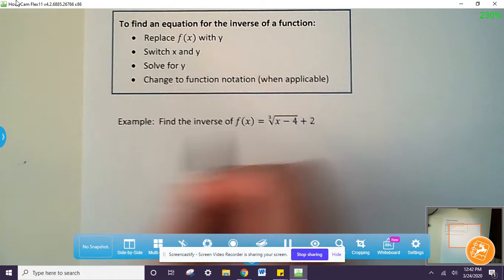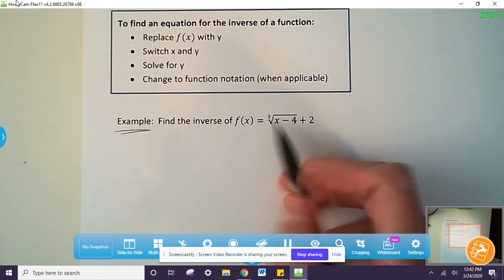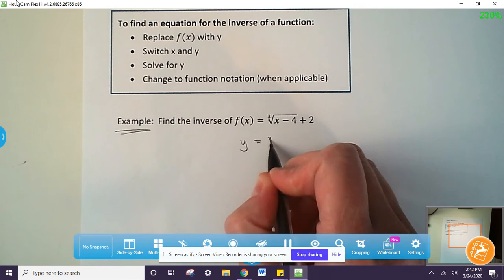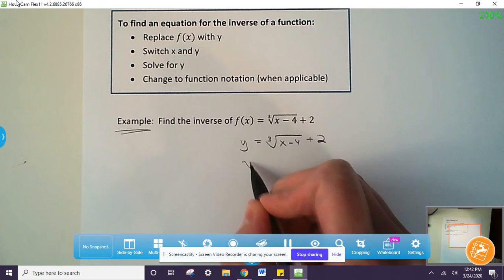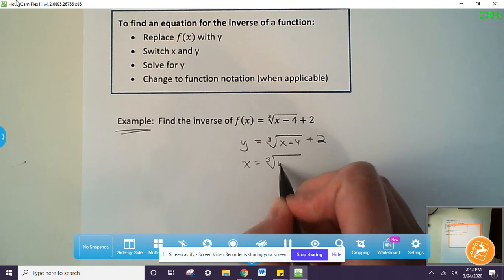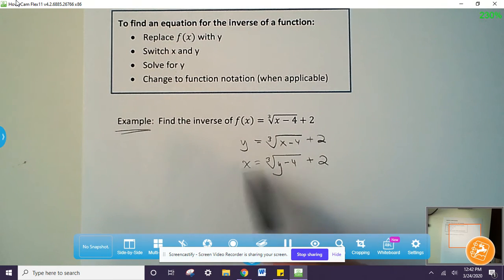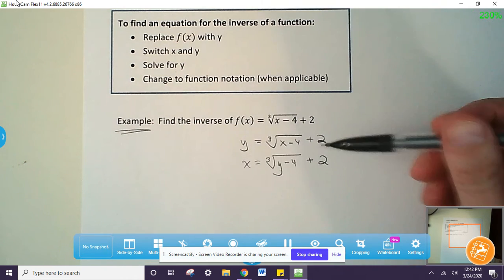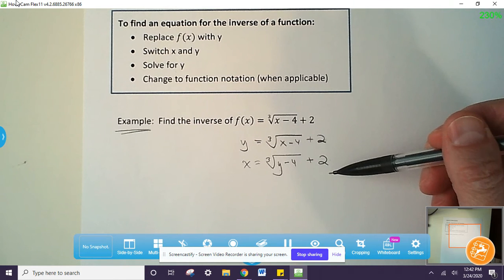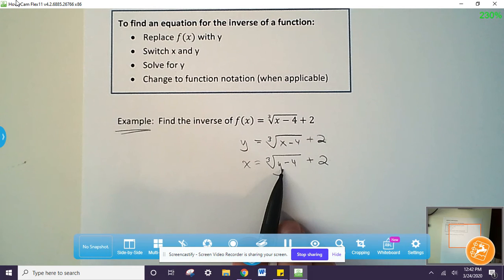For this example that I made up, I have a cube root function, and we are going to replace f of x with y. And then we're going to switch x and y. So we actually swap where they are. So x goes here, y goes here, which is a little different than the way it was done in the Khan Academy video yesterday. But I think you'll find that you like this way a little better than what he did. So I like to switch x and y and then solve for y.